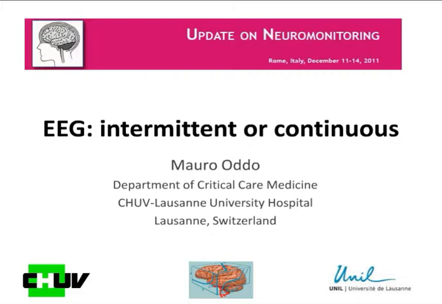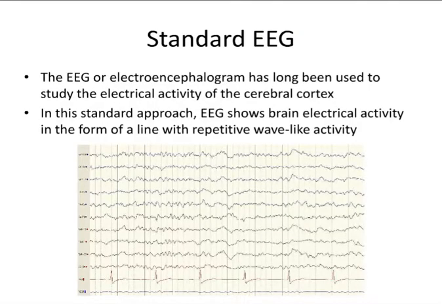EEG, intermittent or continuous. So just to remind you of a few concepts, the EEG has long been used to study the electrical activity of the cerebral cortex. And so the standard approach with EEG shows brain electrical activity, as you see here, in the form of a line with repetitive wave-like activity.